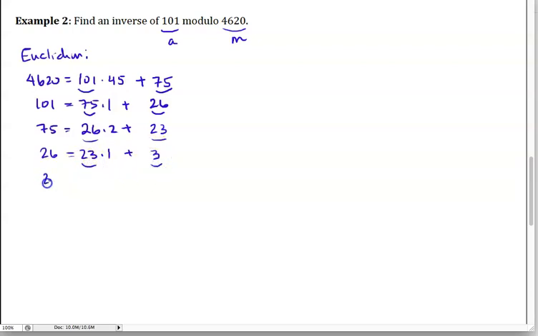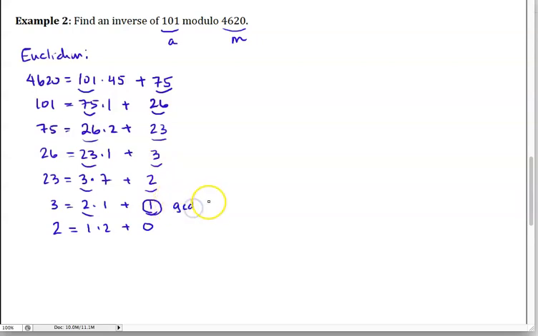Take these. 23 equals 3 times 7 plus a remainder of 2. 3 equals 2 times 1 plus a remainder of 1. And 2 equals 1 times 2 plus a remainder of 0. Okay, so the first non-zero remainder is 1, so that's the GCD of the two numbers. Okay, now the Bezout coefficients. We're going to work in reverse. Right, so we're going to start here and solve for 1.